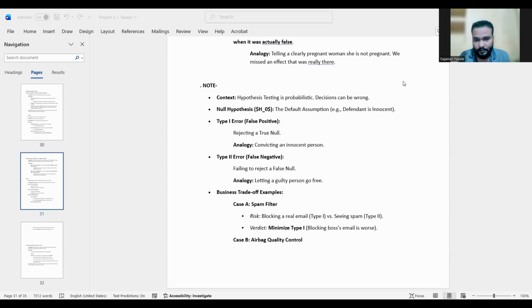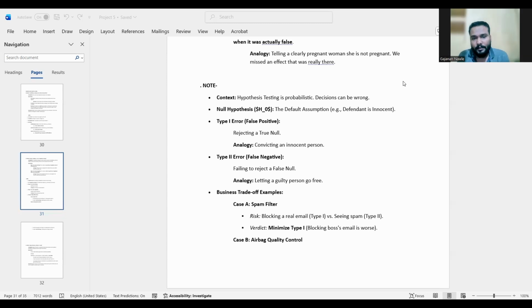This costs money. Money is wasted. But type 2 error is putting a broken airbag into a car. This costs lives. So the verdict is we minimize type 2 errors. We don't care about wasting a few good units, but we absolutely cannot lose lives.